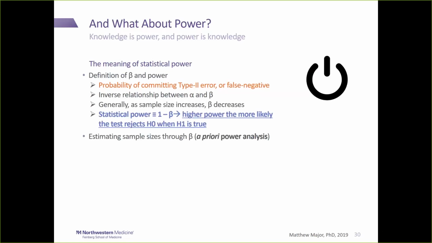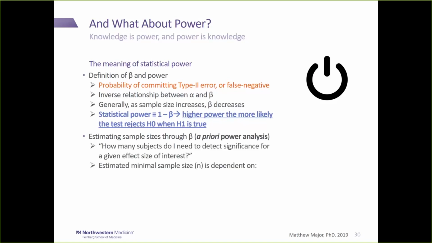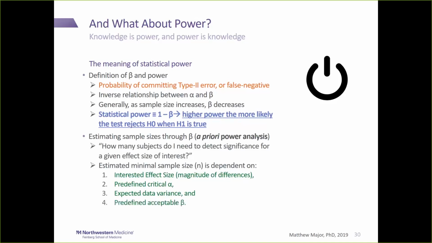Now, we can actually estimate sample sizes that we need for a particular study by using beta, and these are your a priori power analyses. What we're asking is, how many subjects do I need to detect significance for a given effect size of interest? Now, the estimated minimal sample size, your n, is dependent on a few characteristics. One, what the interested effect size is, and by effect size, what I mean is the magnitude of those differences, maybe between treatment A and placebo. Your predefined critical alpha might be 0.05. The expected data variance, so what is the dispersion amongst my groups? And finally, the predefined acceptable beta.